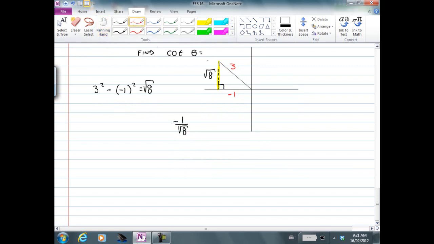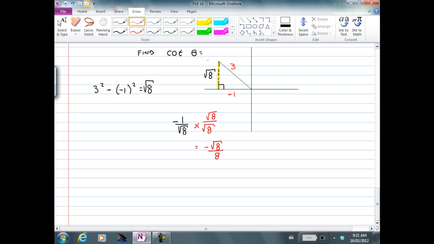To rationalize the denominator, this is what you do. You times by root 8 over root 8 both sides, just like what you did last year. And what you get is -√8 over 8.